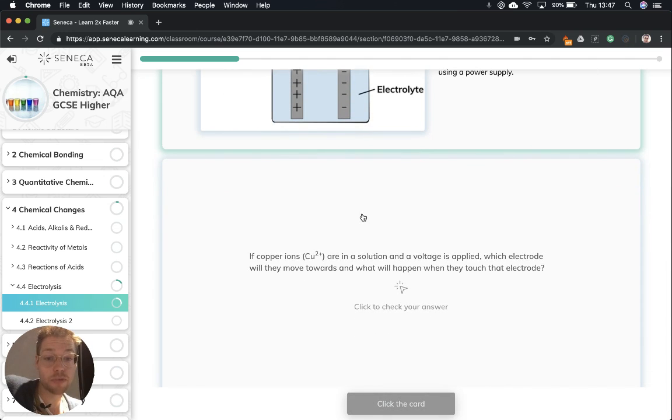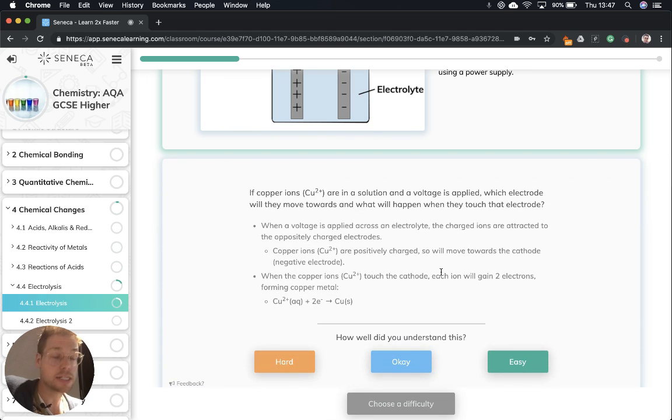So if we take the example of copper and we put it in a solution, it's going to move to an electrode. If its copper ions are positive, so which electrode is it going to move to? It's going to move to the cathode, because the cathode is negative. And it's going to gain some electrons. Does that all make sense? I think so. It's all good.